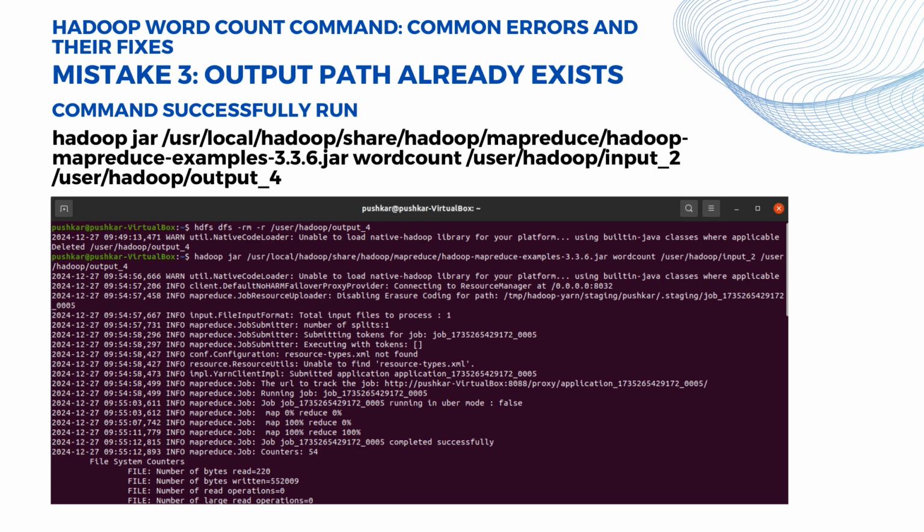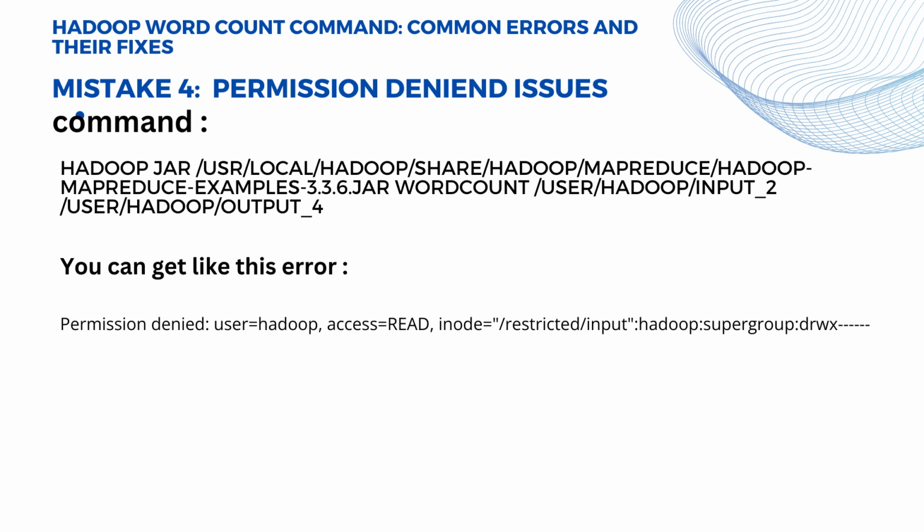Here's what it looks like in the terminal. And as you can see, the job runs smoothly and the output is stored in the new directory. Now let's move on to another common problem, the permission denied issue. This error typically occurs when the user running the Hadoop command doesn't have the required permission to access the input or output path in HDFS.